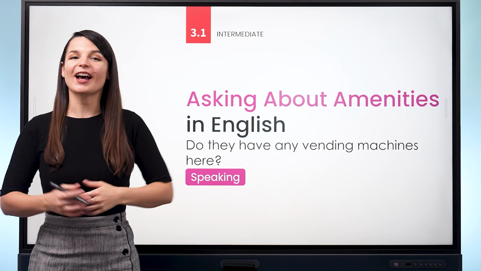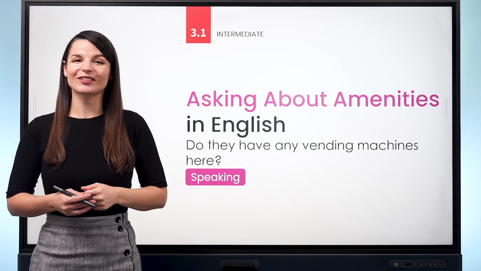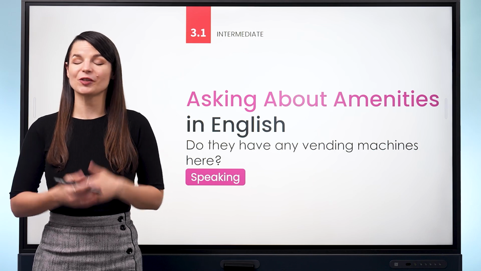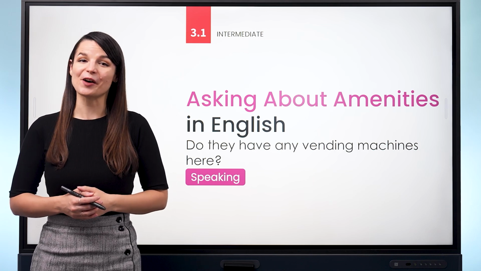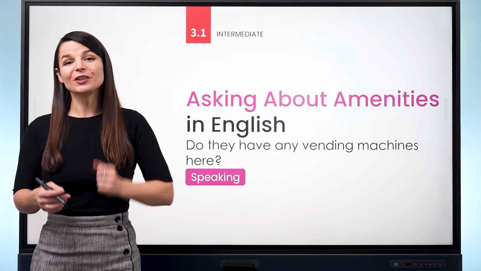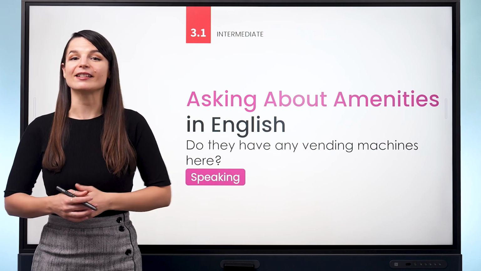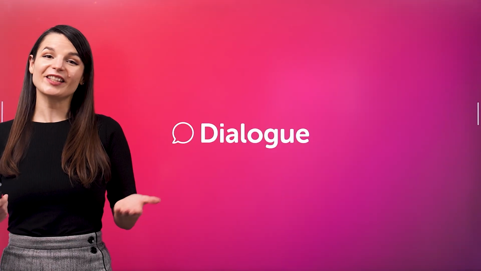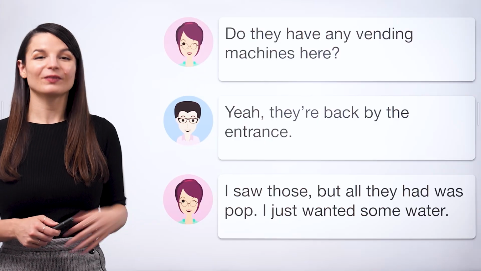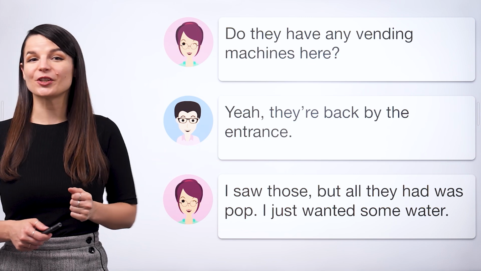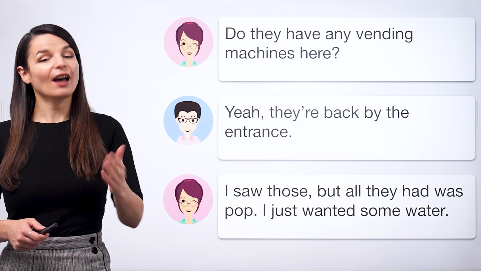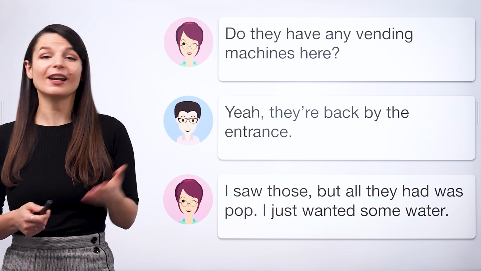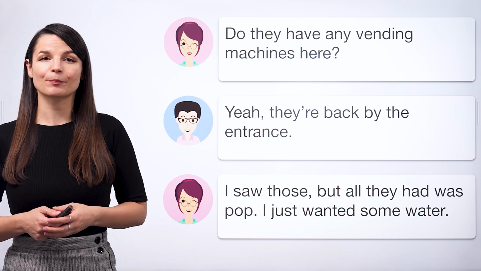Do you know how to ask about amenities in English? Hi, my name is Alicia, and this is 3-Step English by EnglishClass101.com. In this lesson, you'll learn how to ask about amenities in English through a quick conversation. Let's look at the dialogue. Two characters are talking to each other in a movie theater. As you listen, pay attention to how they ask about the topic and how the other person responds.